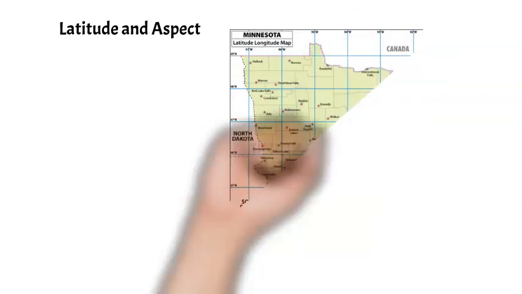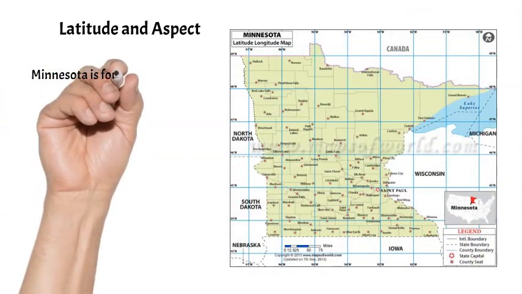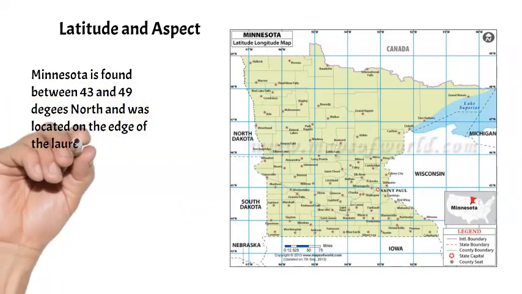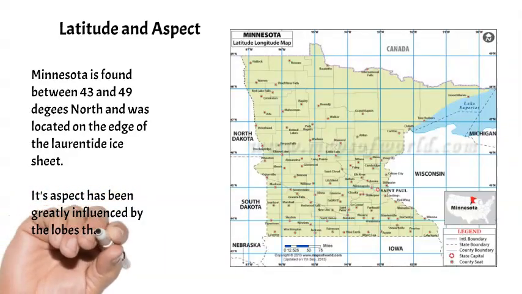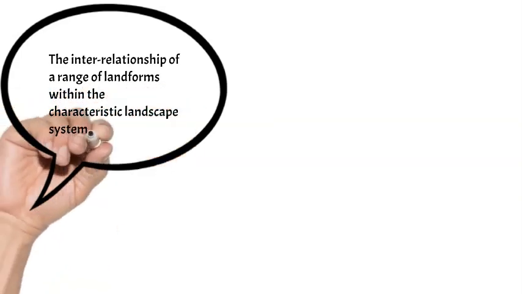The latitude and aspect are also important. Minnesota is located just on that boundary at the extent of the last glacial maximum. So it was experiencing erosion, but also deposition. And those lobes had a big part to play. Let's talk about some landforms. We want to know the interrelationship of a range of landforms within this landscape.